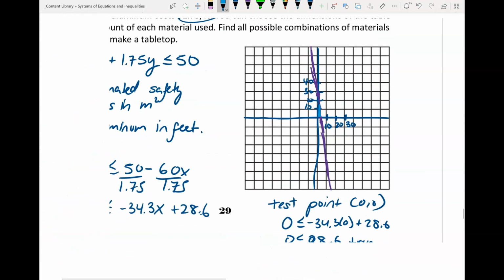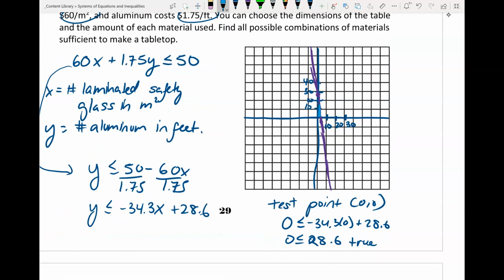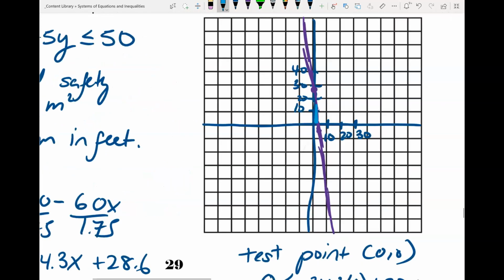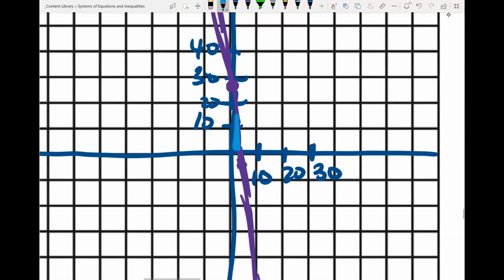And it says find all possible combinations, and we found it by coloring in that region. So any set of points that sit in that blue region here is a solution. So (1, 1) is a solution, (2, 3) is a solution, (1, 17) is a solution, and so on.